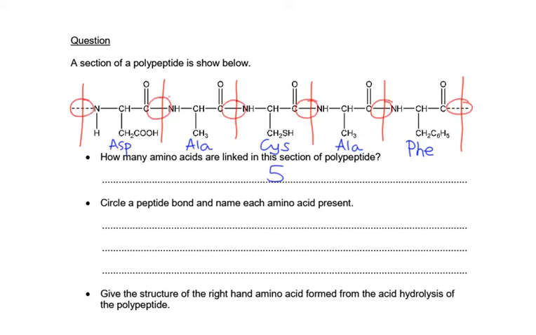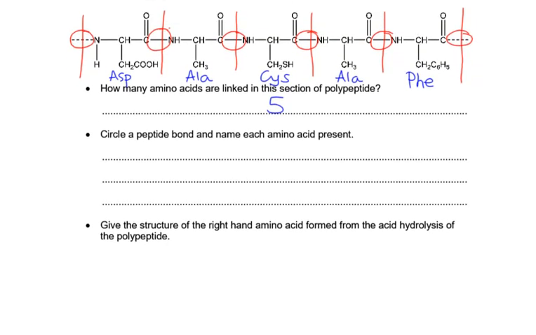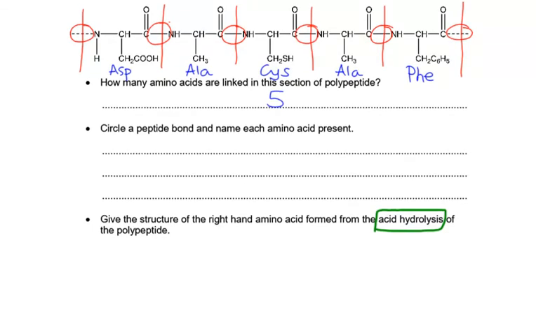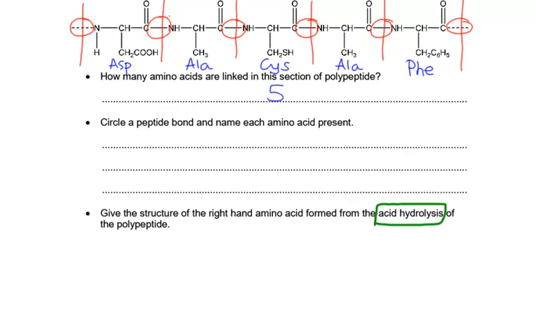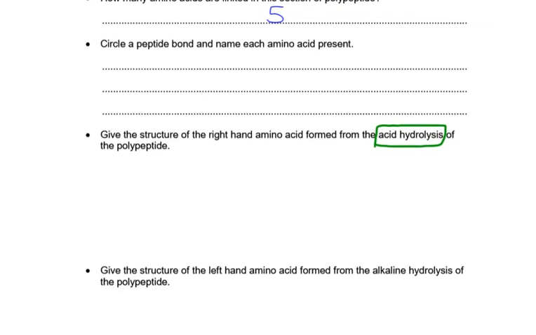So I've circled around some of the peptide bonds. I've actually named the amino acids on my diagram as well. So I've got aspartic acid, then alanine, then cysteine, then alanine, and then phenylalanine. You can use your data sheet to name those. You'll find the names on the data sheet. Now it wants us to give the structure of the right-hand amino acid, so the phenylalanine, but when we have hydrolyzed it under acid hydrolysis. So the first thing I'm going to do is draw out that little section, that residue that is phenylalanine, and then we're going to see what it would look like in acid conditions.